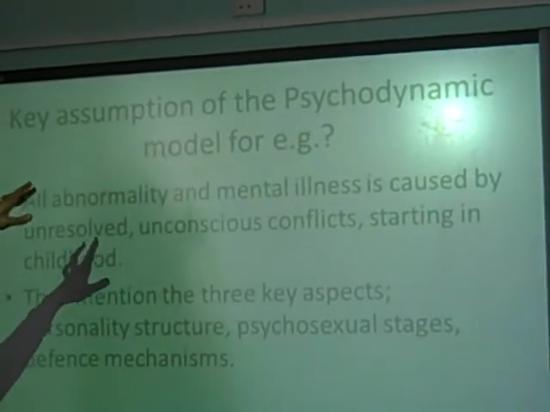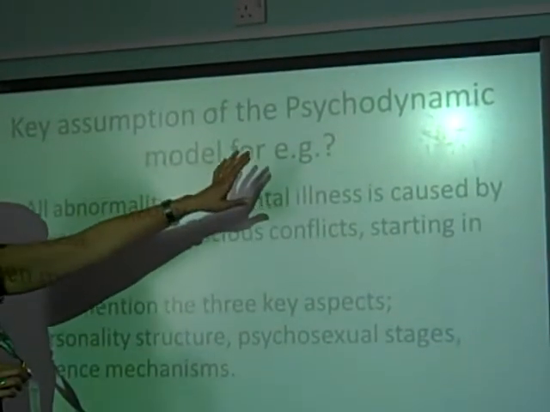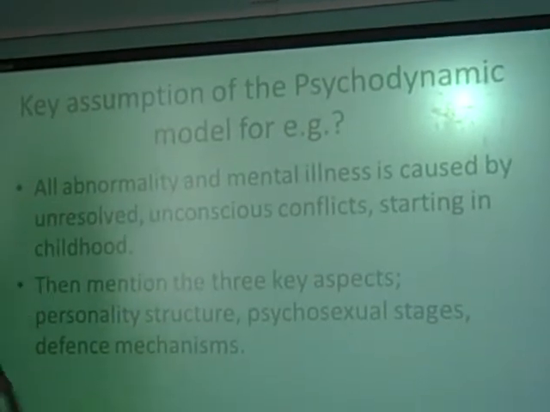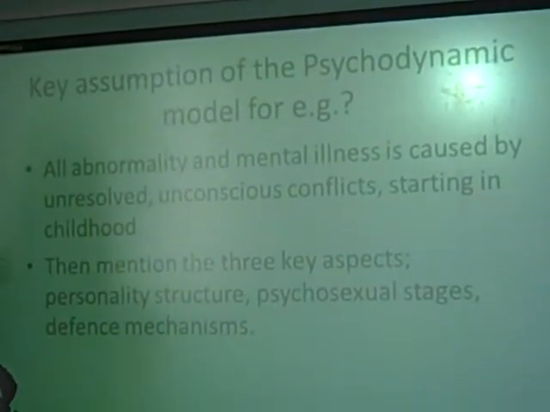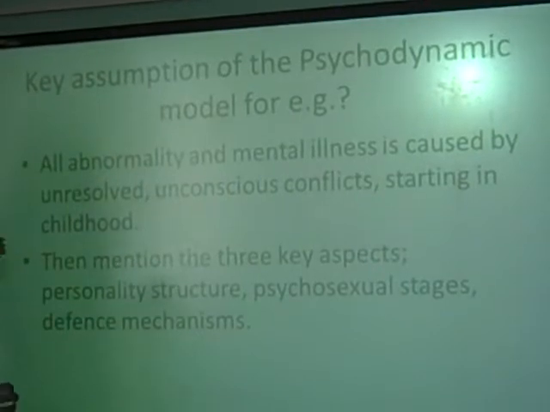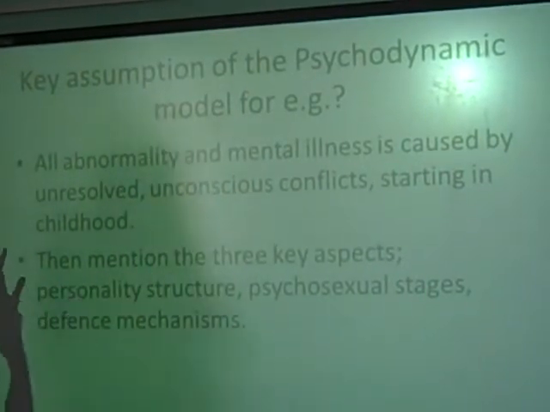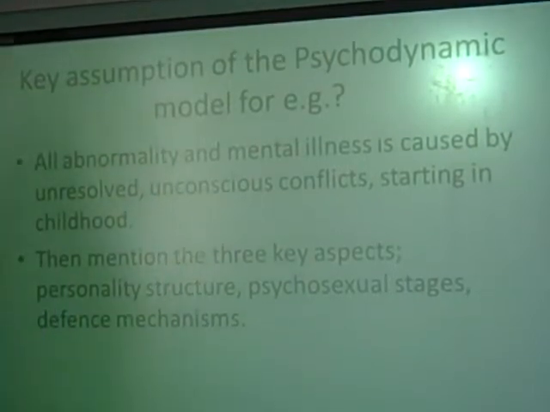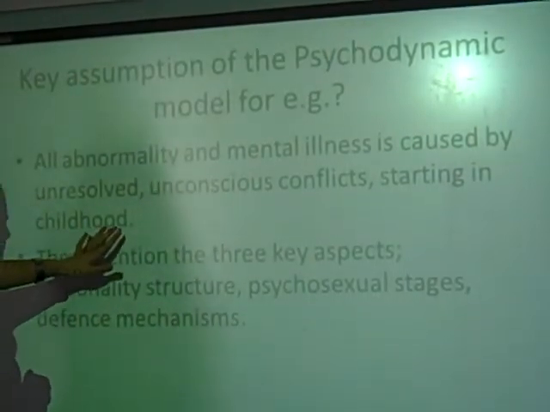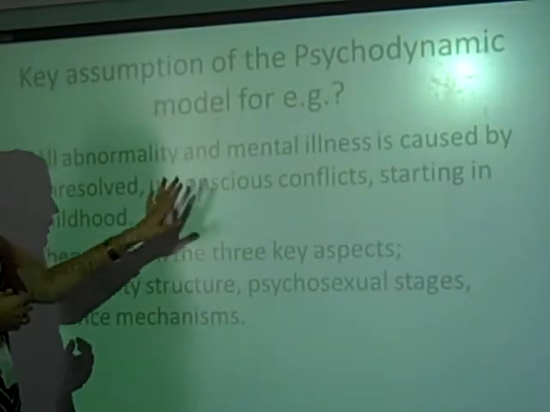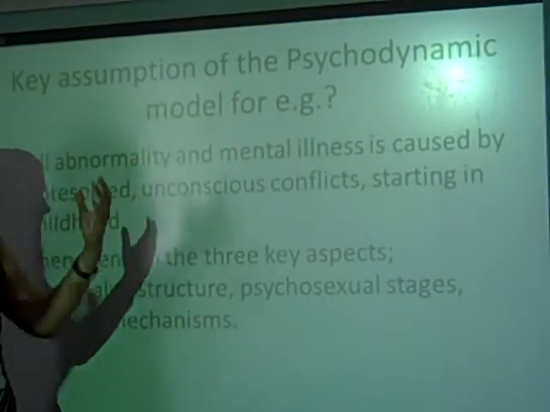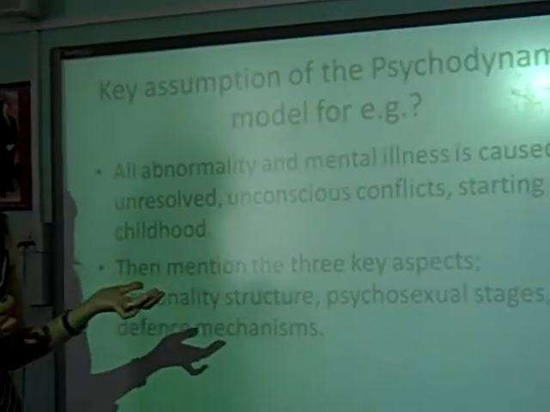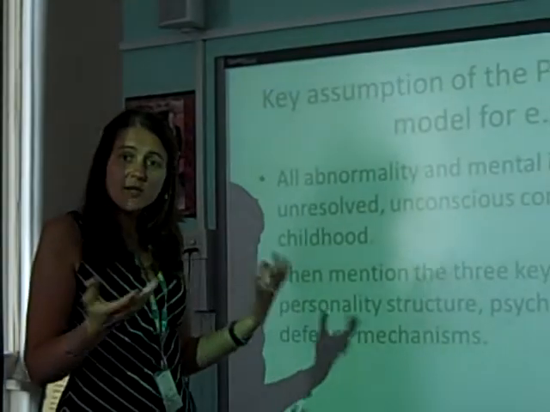Okay, so I'll give you an example. The key assumption for the psychodynamic approach, for example, is, well, you know this: all abnormality and mental illness is caused by unresolved unconscious conflicts starting in childhood. Now, that is telling the examiner a lot, isn't it? You're saying, I know that it's all about childhood, that it's about the unconscious, it's conflicts, and it's unresolved. So that is going to give you 1 or 2 marks already. And if it's only worth 4, you don't need to say much.